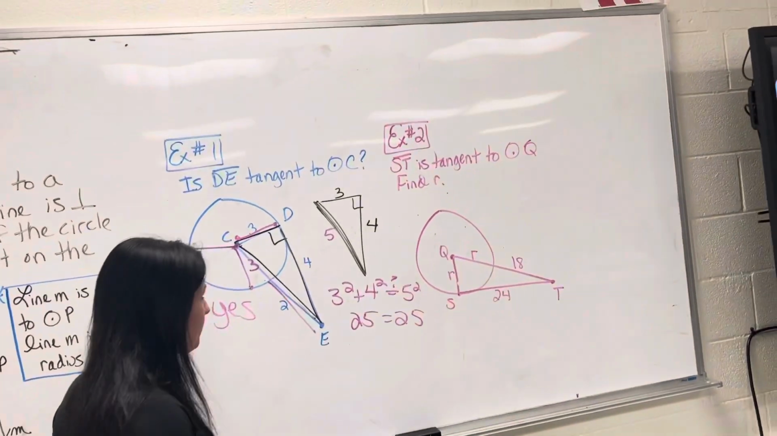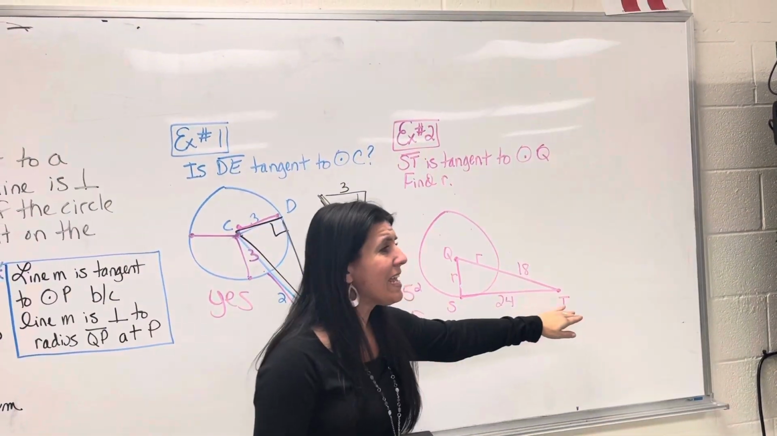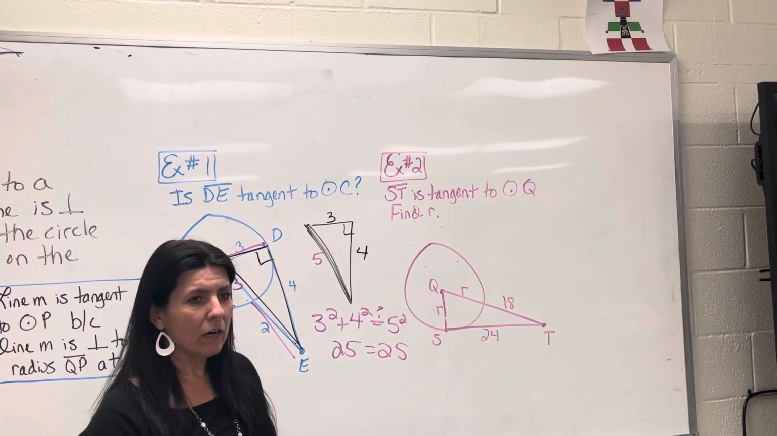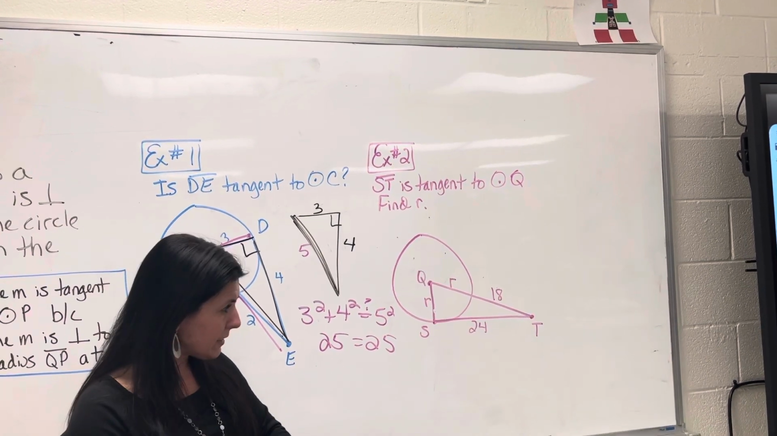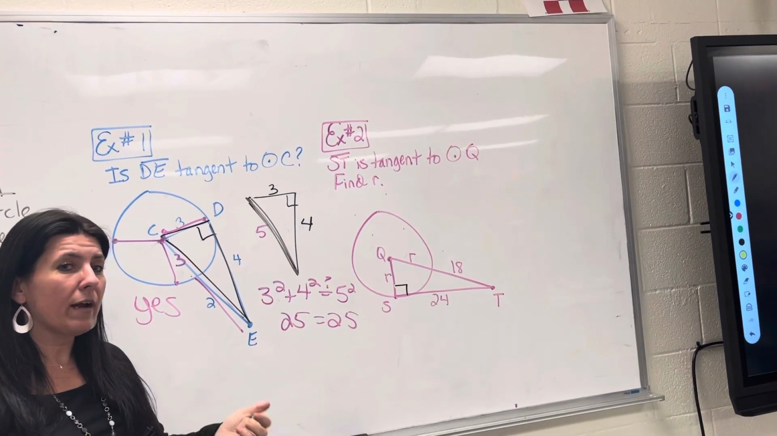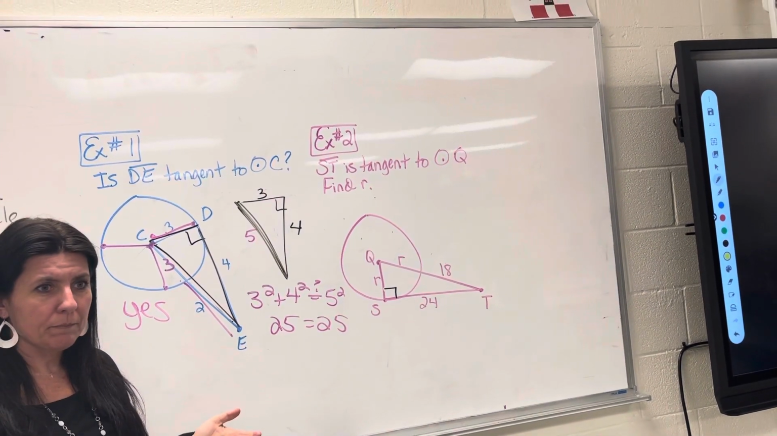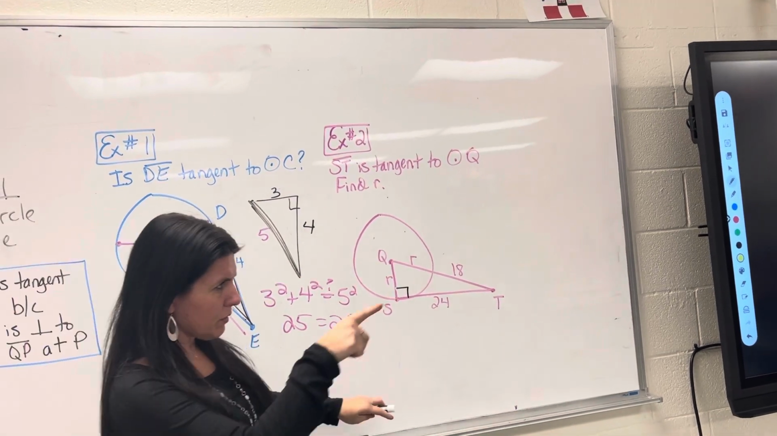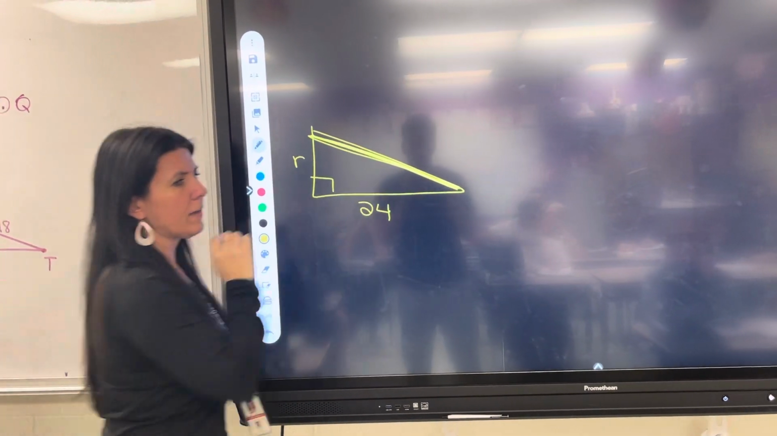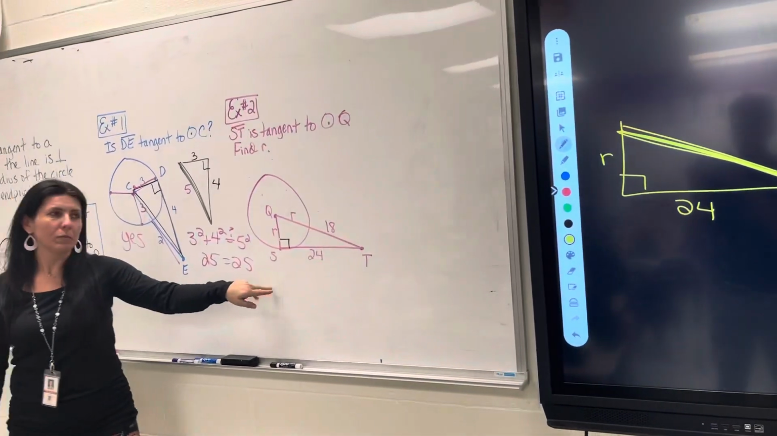Example 2. It tells us that ST is a tangent to circle Q. They want us to find the length of R. So because ST is a tangent, I know that this is a right angle. Because it's a right angle, I'm allowed to use the Pythagorean theorem. I'm going to do this one on the TV because I know you guys are going to have a hard time seeing this. So here's my triangle. This side is 24. This side is R. What's my hypotenuse? What's the length of that? R plus 18, good.